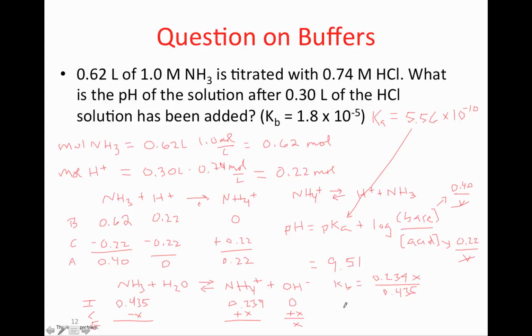And now let's do a little bit of math and solve for x, the hydroxide ion concentration. So the hydroxide ion concentration is going to be Kb, which is 1.8 times 10 to the minus 5, times 0.435 divided by 0.239, and I get 3.28 times 10 to the minus 5. I'm going to find a pOH value, and that'll give me a pH value. So I'm going to take the negative log of this, 3.28 times 10 to the minus 5, and then I subtract from 14, and I get 9.51.